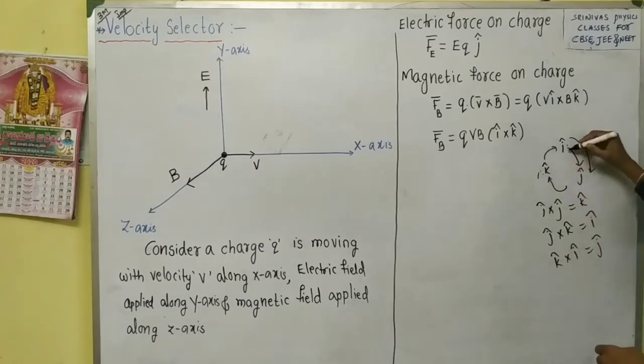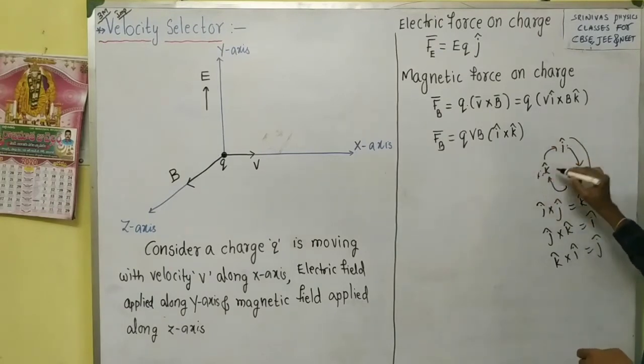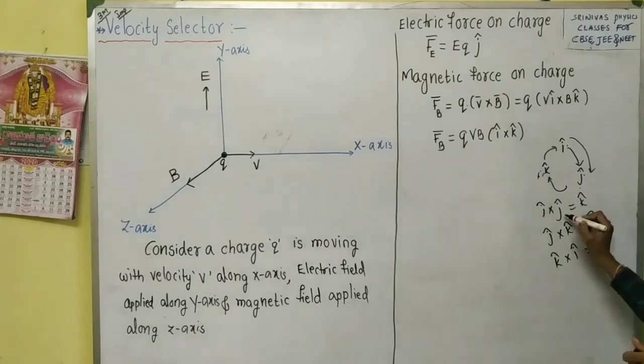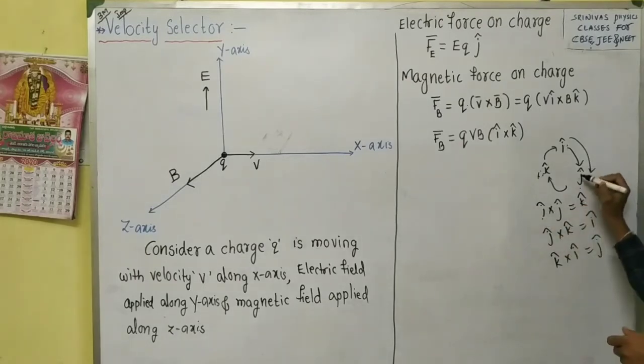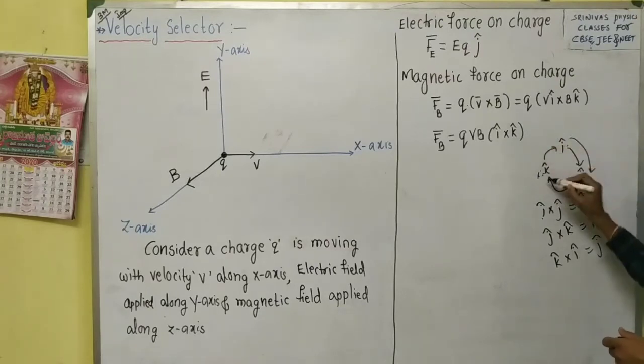Next we go clockwise, right? I J, after that we will get K. I cap cross J cap is K cap. J cap cross K cap, next you will get I cap. K cap cross I cap, next you will get J cap. If you want the reverse, J cap cross I cap, you are going reverse, so at that moment you will get minus K cap.